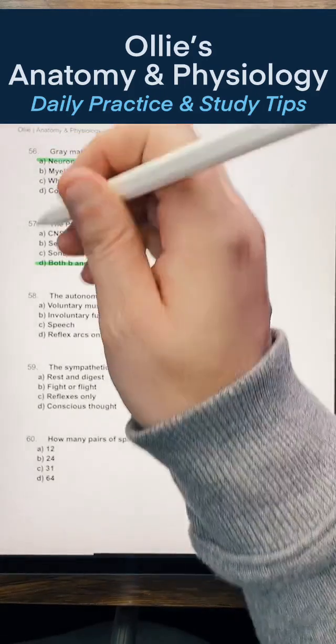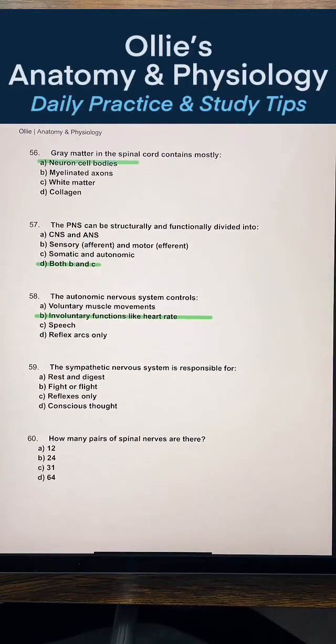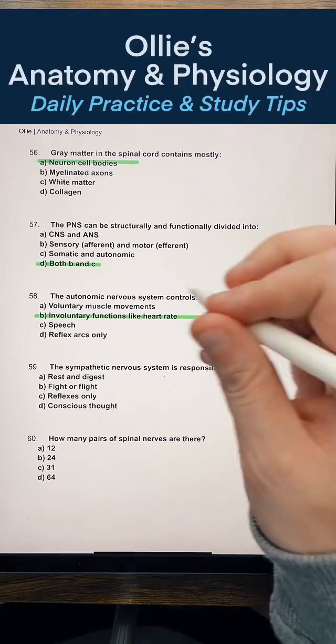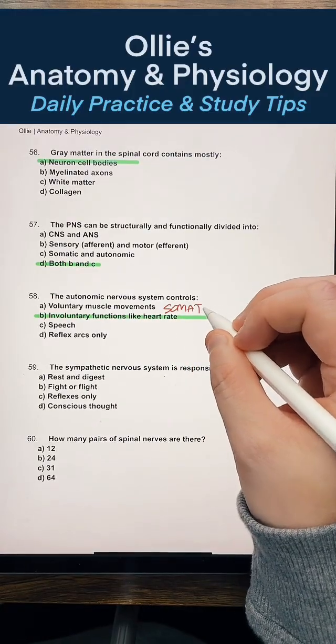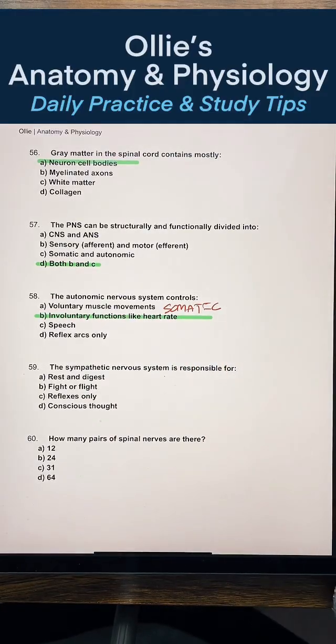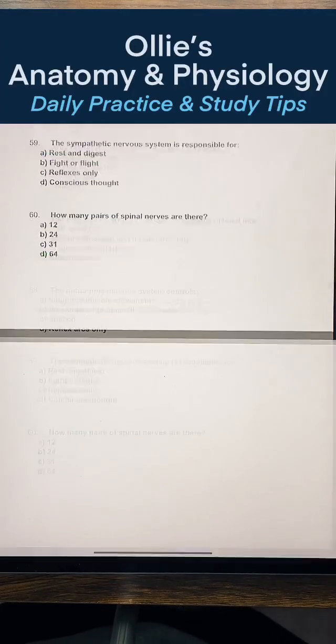The answer here is going to be B, though. We have our involuntary functions. So think of autonomic, automatic, whatever you don't have to think about voluntarily. You don't have to think about your heart rate. Somatic is going to be your voluntary functions. Somatic refers to body, so somatic, voluntary movements. Let me scroll down some more.